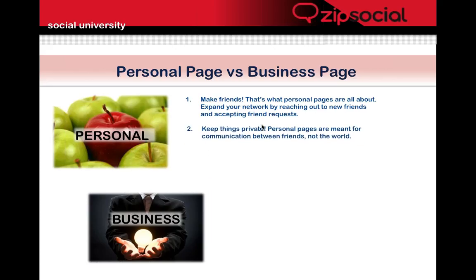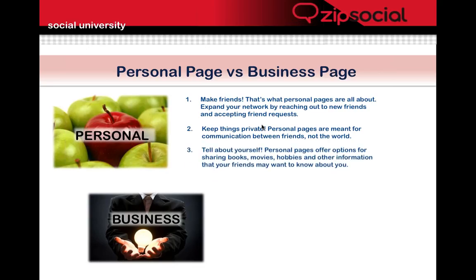On your personal page, you can keep things private. You have different privacy settings, and they're not really meant to be broadcast to the world. They're more of a communication tool between friends. And on your personal page, you're going to be telling about yourself. It's all about you. So there will be options for sharing things about books, movies, your hobbies, things that you're doing, causes that you care about, whatever it is that adds up to make your unique personality.